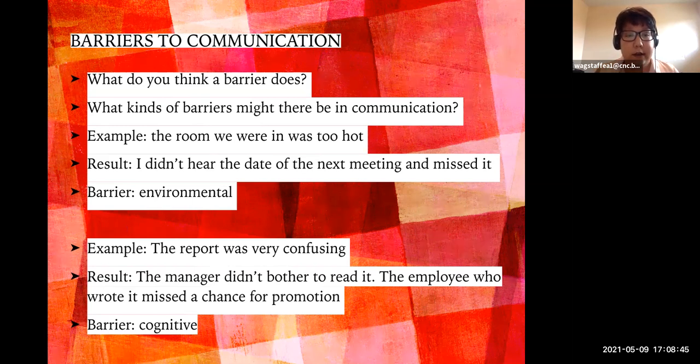There's a second example. The report was very confusing. So, the report you wrote was very confusing. As a result, the manager didn't bother to read the report because it was confusing. The employee, you, who wrote it, missed a chance for promotion. So, this barrier is cognitive.